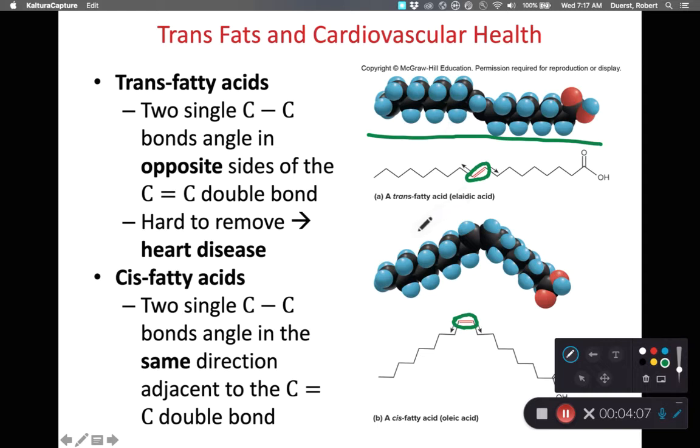Because they're at a chemically lower energy state, they're harder to remove and more likely going to be correlated, not causative, but correlated with individuals that have heart or cardiovascular diseases.